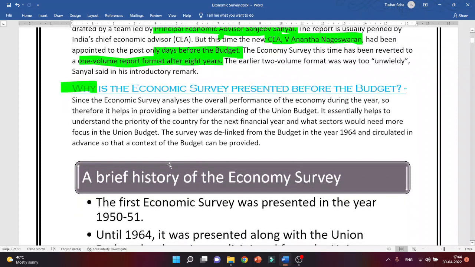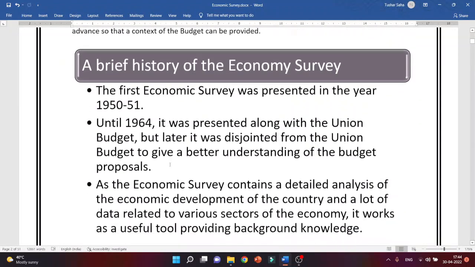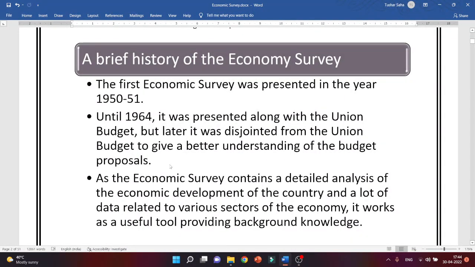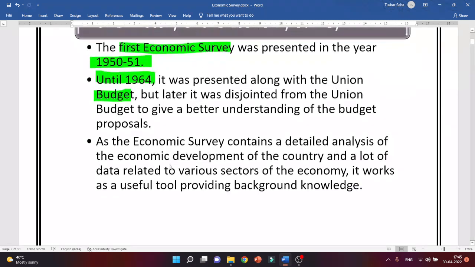Now a brief history of the economic survey. Let us know it quickly. The first economic survey was presented when? In the year 1950-51. Until 1964, it was prepared along with the union budget. But later it was separated from the union budget to give a better understanding of the budget proposals. Got it? So from 1964, it is a separate document from the union budget.